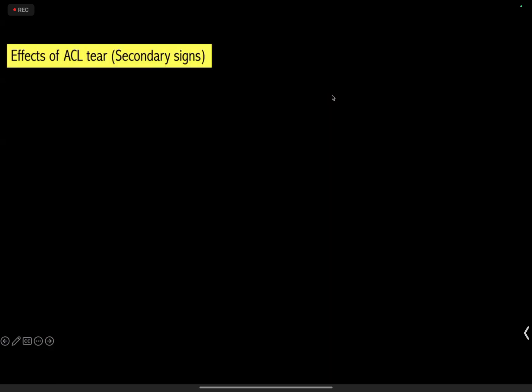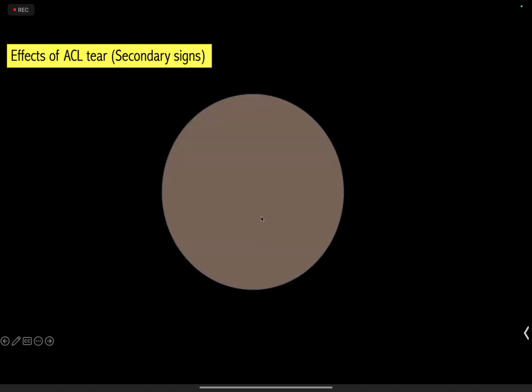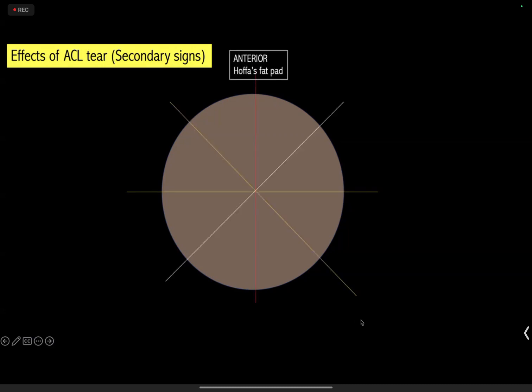So we dealt with the direct injuries happening at the ACL per se and their manifestations, but the effects of the tear happening at the ACL would be termed the secondary signs. There is a battery of pathologies which are shown in a knee MRI. And if I consider this as a knee, and these are the four quadrants of the knee, this is the anterior aspect, this is the posterior aspect.